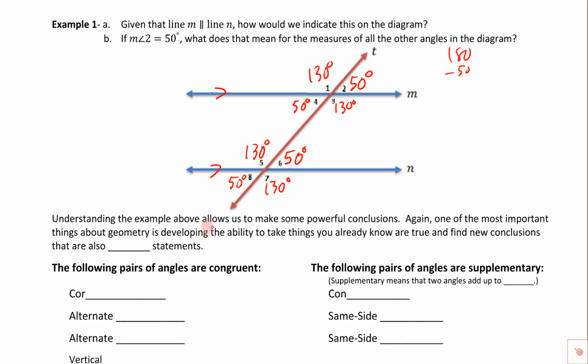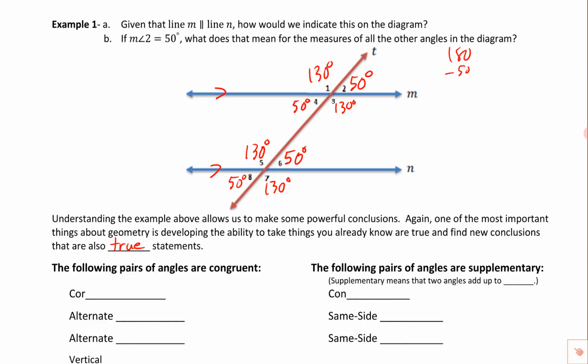So understanding the example above allows us to make some very powerful conclusions. So if we take a look at this, my gosh, there's a whole bunch of them that are exactly the same. And again, one of the most important things about geometry is developing the ability to take things you already know are true and find new conclusions that are also true statements.